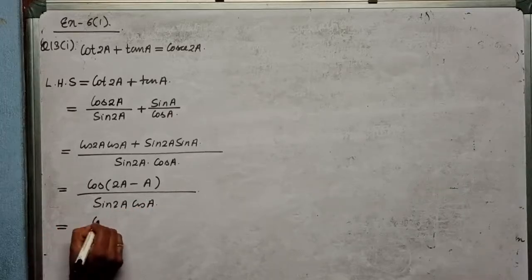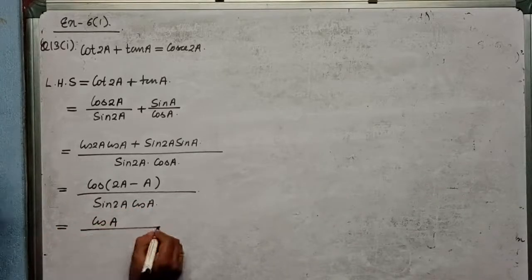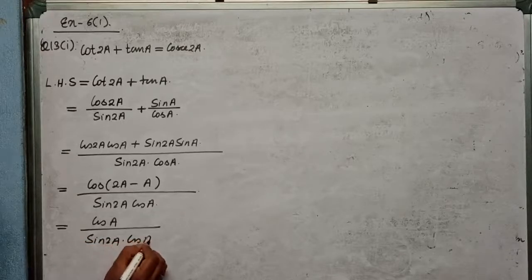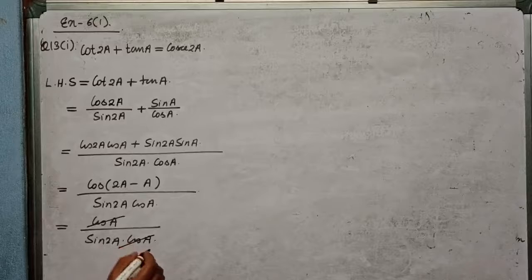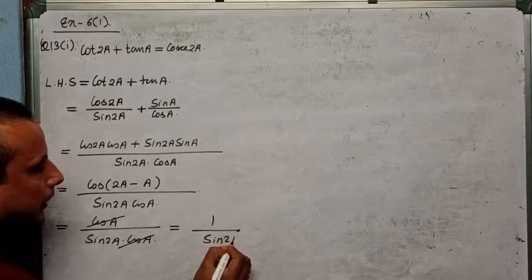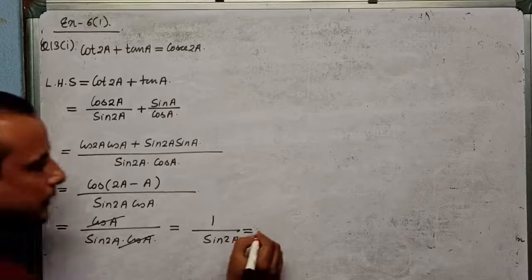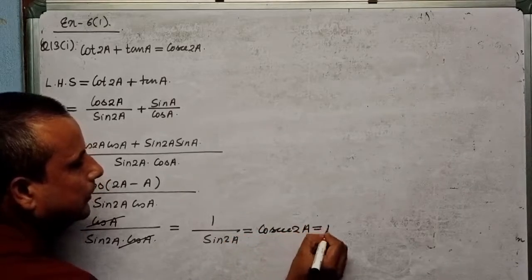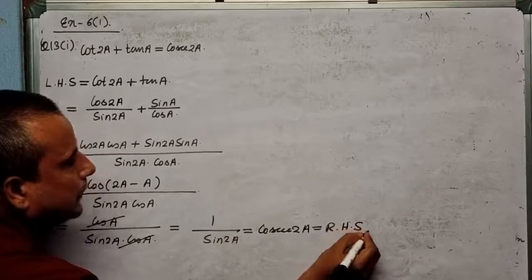Cos of 2a minus a is cos a, over sine 2a into cos a. These two cos a cancel. Now this is equal to 1 over sine 2a, and 1 by sine is cosec 2a. This is equal to the right hand side.